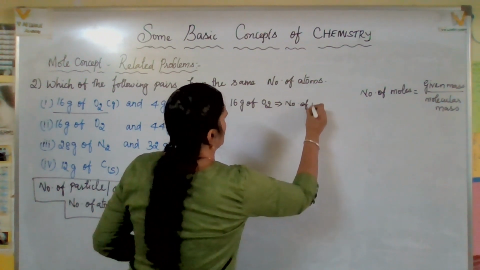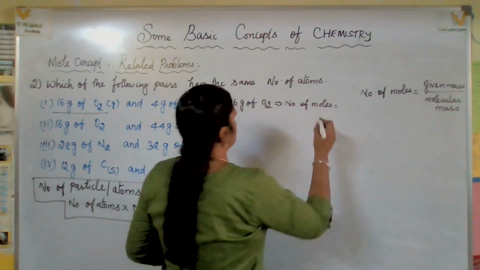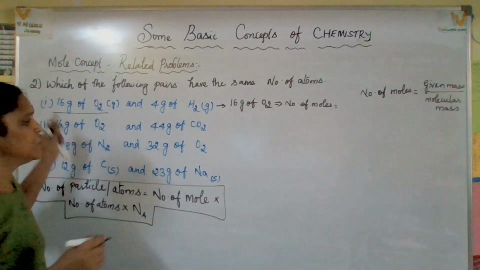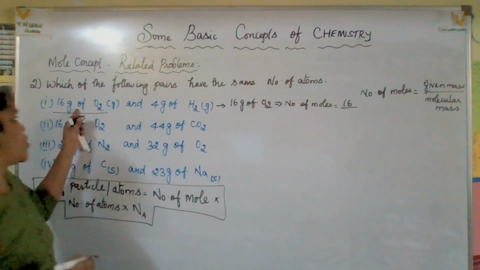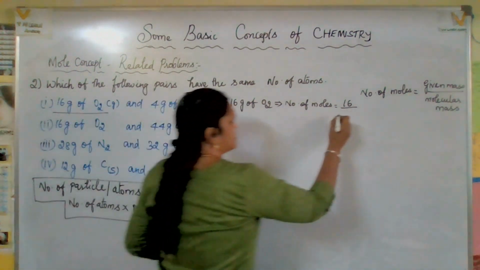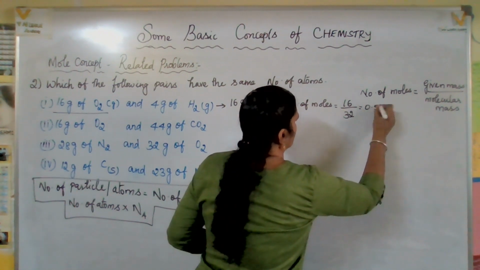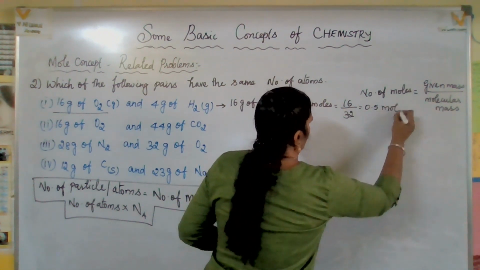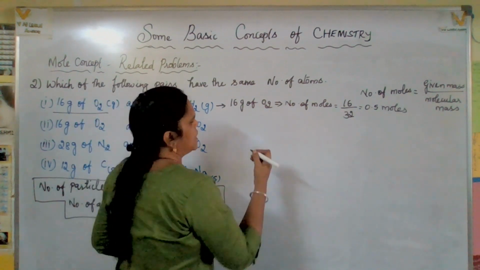Number of moles equals given mass by molecular mass. Given mass here is how much? 16. And oxygen, O2, it has been mentioned, so that means it is 32. So here you will get 0.5 mole. Okay, so 0.5 mole is the number of moles.